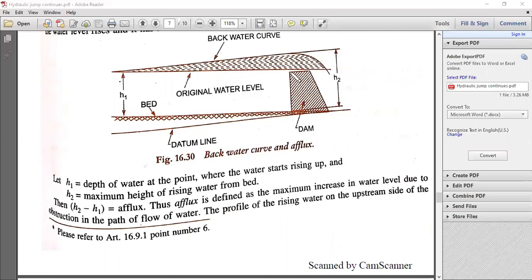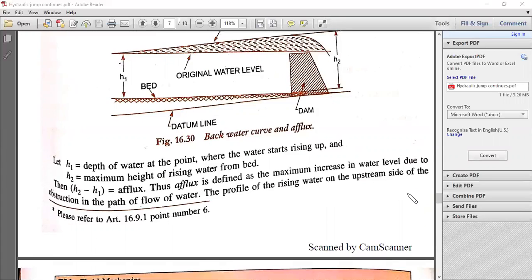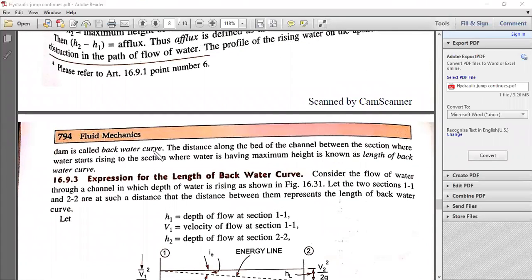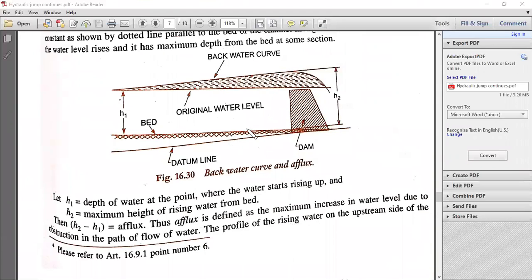So here you can see that is the increase in water level. H2 minus H1 will be the remaining height. This height is nothing but the afflux. The profile of the rising water on the upstream side of the dam is called the backwater curve. So the profile you can see here is nothing but the backwater curve.